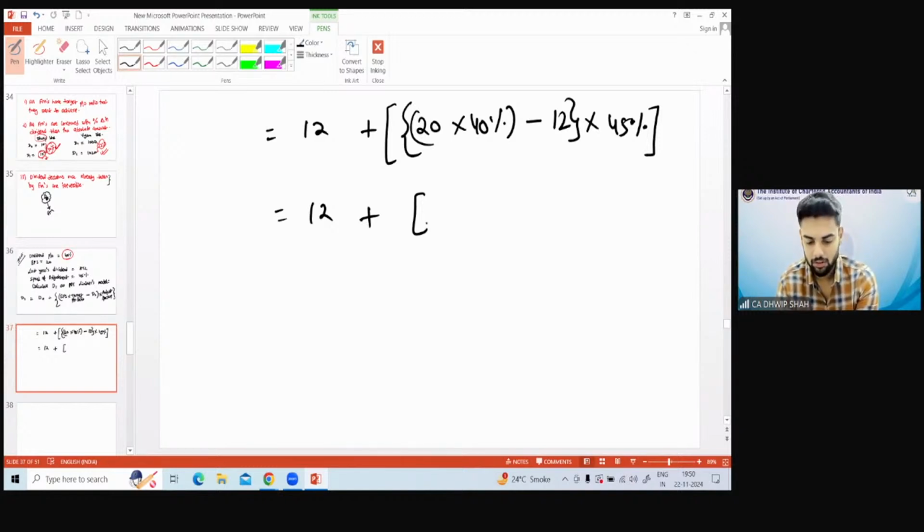20 into 40%. And as it comes to 8. So it is coming in negative. Yes or no? It is coming in negative.